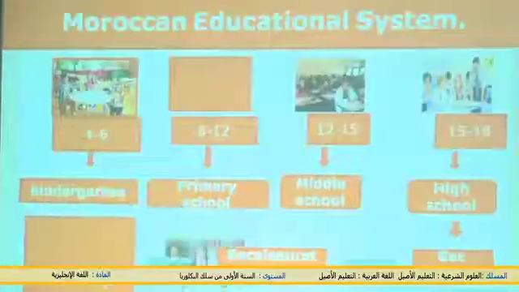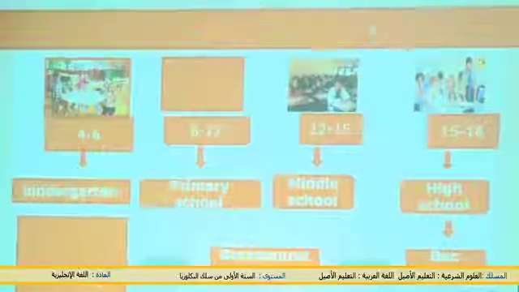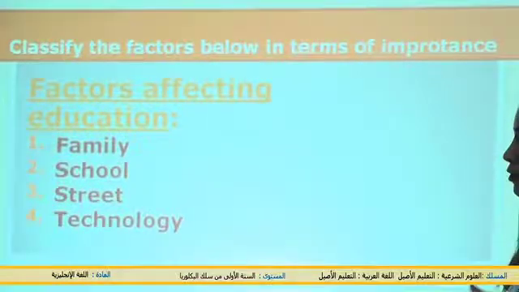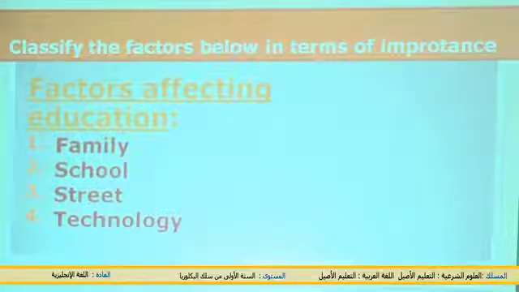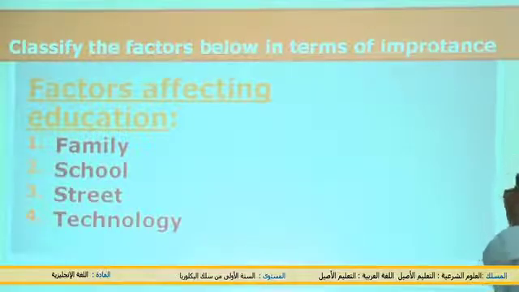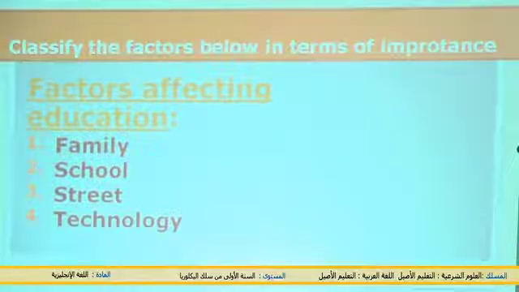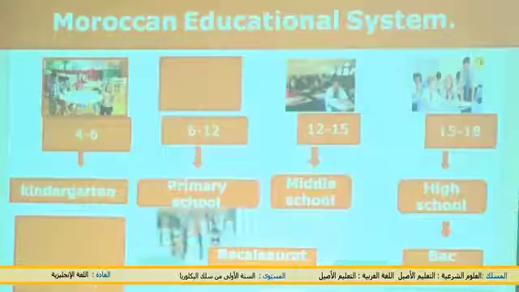So, the factors which can affect education are: the first one is family, the second one can be school, the third one can be street, and the fourth one can be technology. So now let's have a look at the Moroccan educational system to have a broad view about how the educational system works in our country.